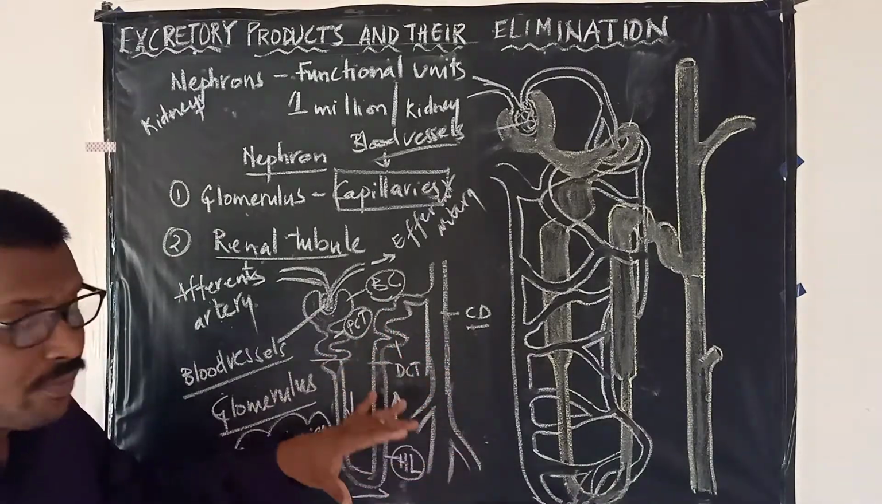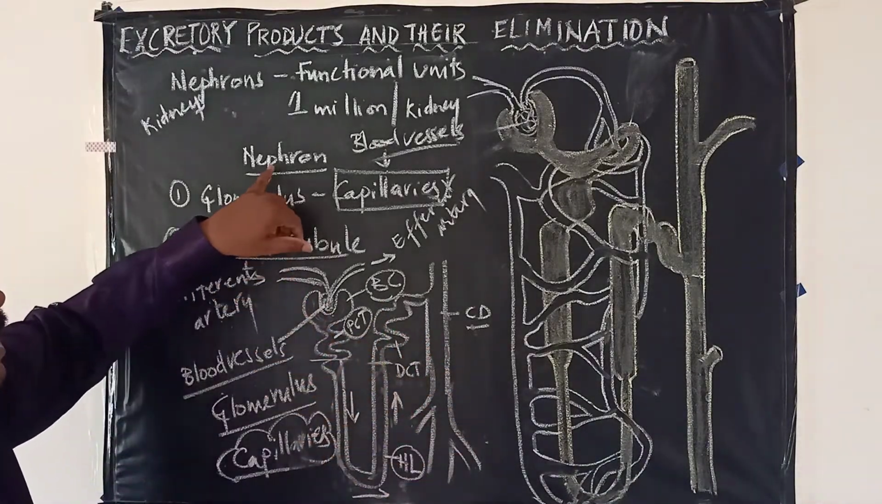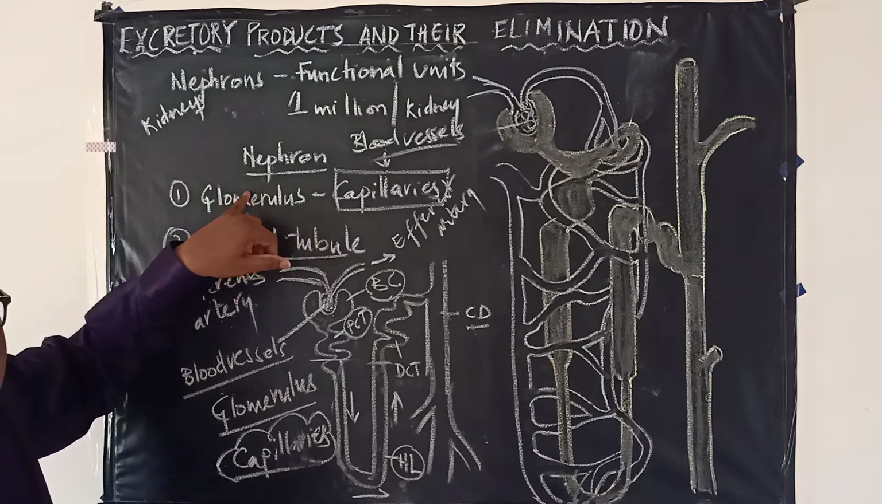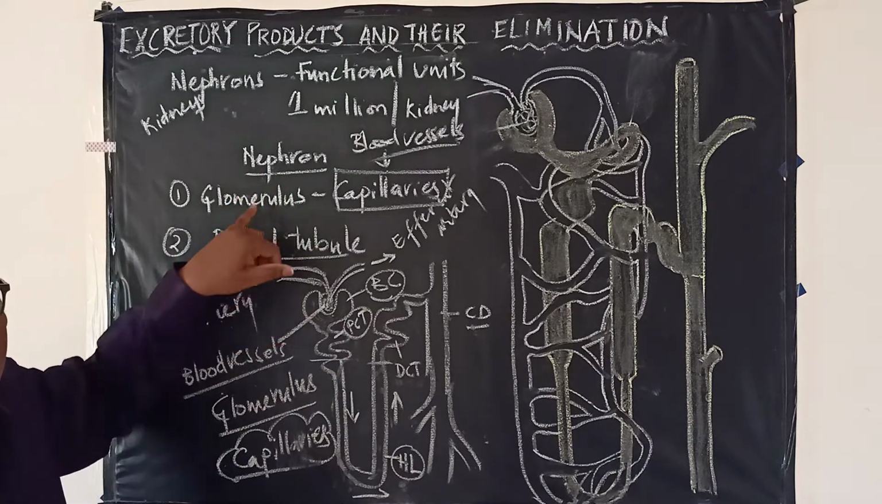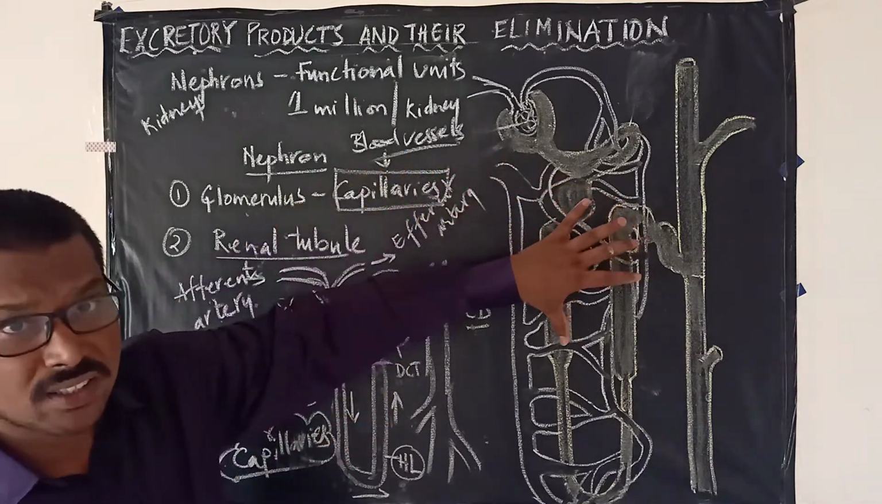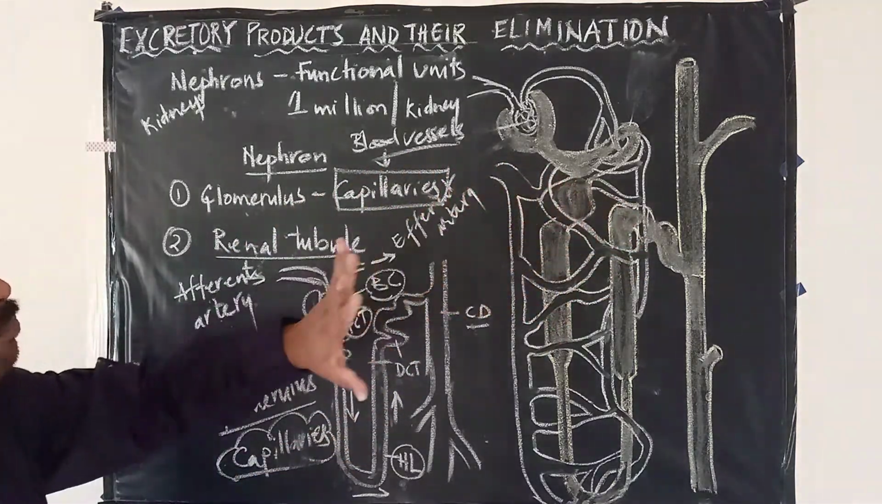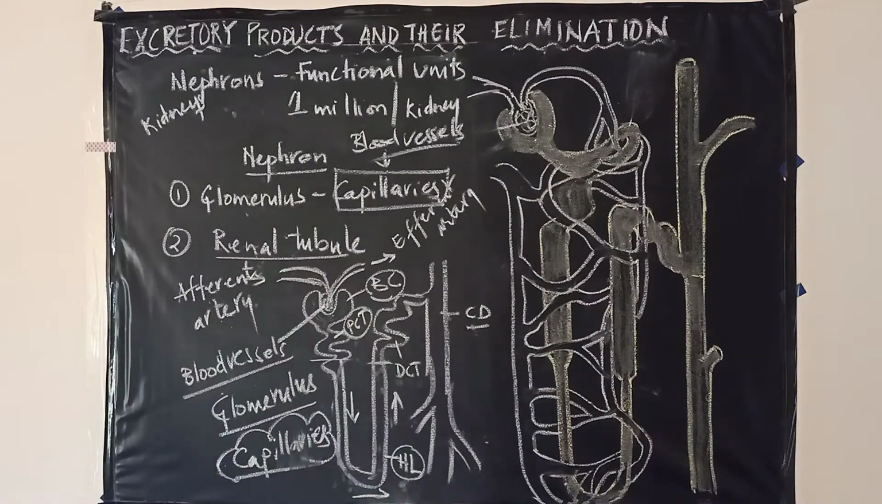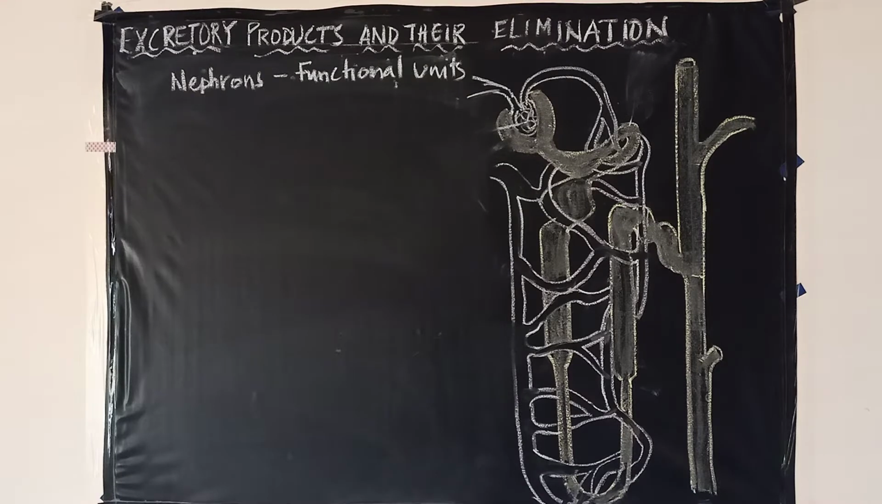So here you have seen the parts that come under the nephron as two parts. What are those? Glomerulus and the renal tubule. The same parts we are now going to look at in the diagram and label, following the diagram.